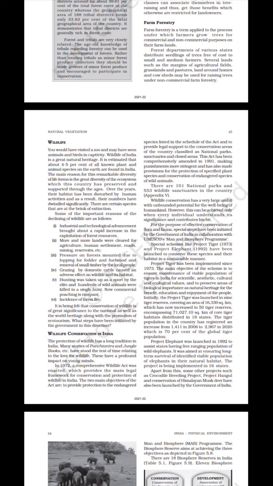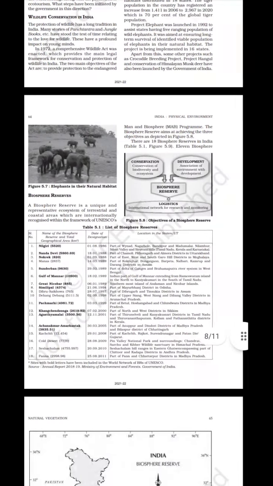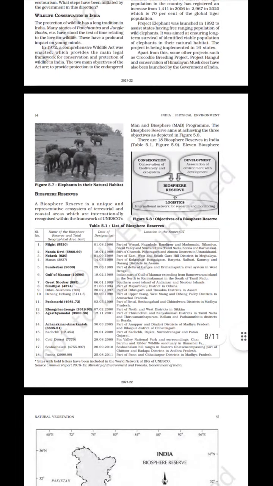Project Elephant was launched in 1992 to assist states having free ranging population of wild elephants. It was aimed at ensuring long term survival of identified viable population of elephants in their natural habitat. The project is being implemented in 17 states. Apart from this, some other projects such as crocodile breeding project, Project Hangul and conservation of Himalayan musk deer have also been launched by the Government of India. Take a look at figure 5.7, elephants in their natural habitat.